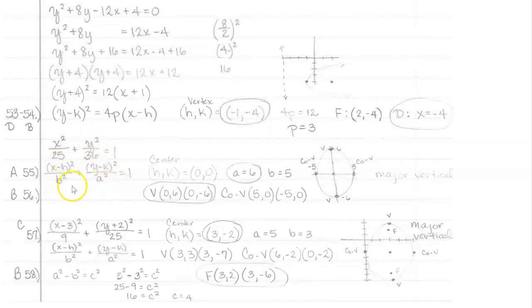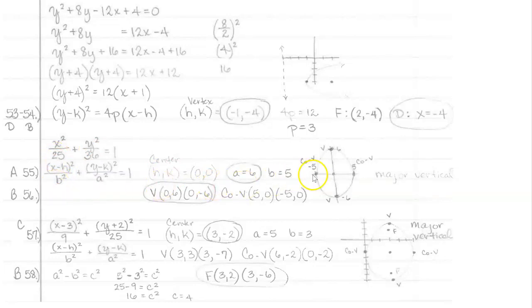So look on your formula sheet. Here is your major axis vertical equation. All right, so first off, we need our center. Nothing's being subtracted from x and y, so that means that our center is 0, 0. And if we match this up, we can see a squared is 36, so a would be 6, and b squared is 25, so b would be 5.